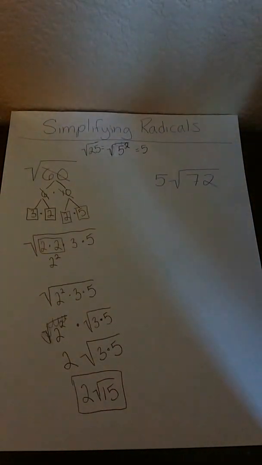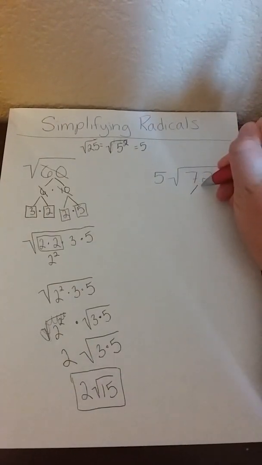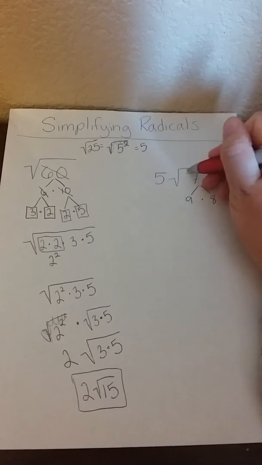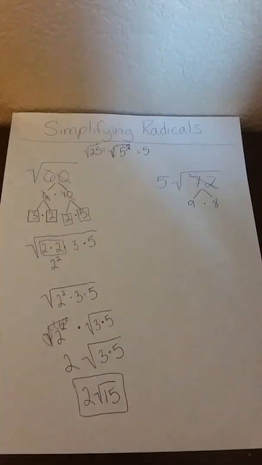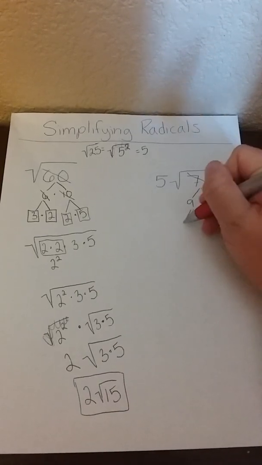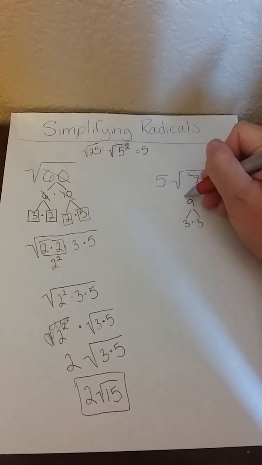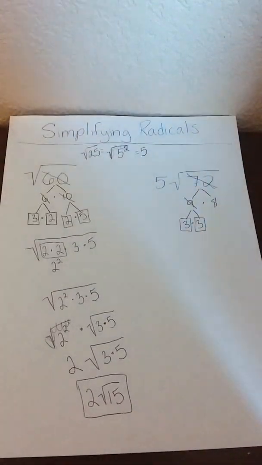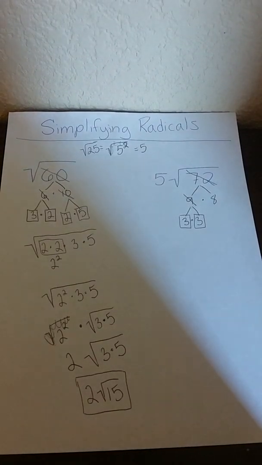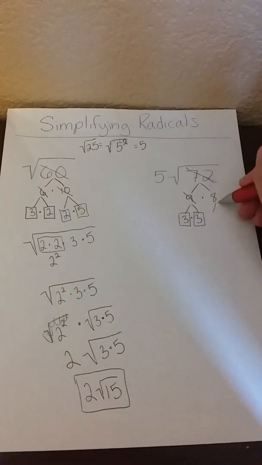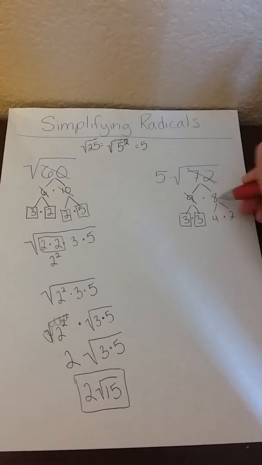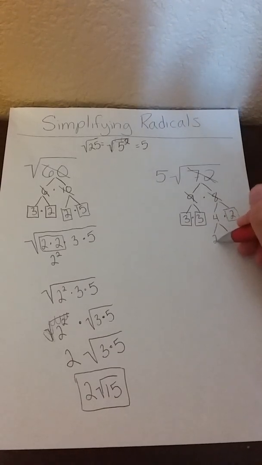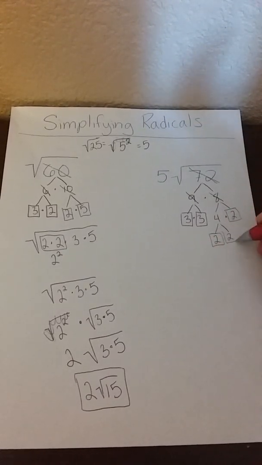Okay, so our next one is 5 times the square root of 72. I'm starting by breaking down 72, which is 9 times 8. Since I broke down 72, I cross it out. I can keep going with 9. I can break it down into 3 times 3. Since I broke it down, I cross it out. 3 and 3 are both prime numbers. They can't get broken down anymore without using a 1. 8 can be broken down into 4 times 2. Cross that off. And then 4 can be broken down into 2 times 2. And I'll cross that out.